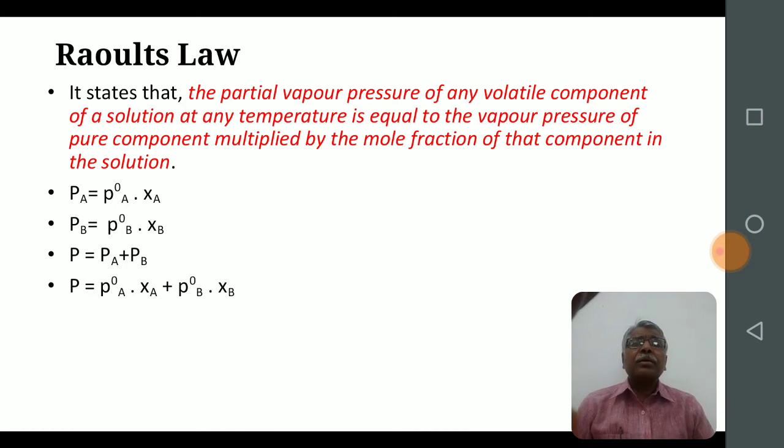It means the equation of Raoult's law can be given as Pa equals P naught A multiplied by XA, Pb equals P naught B multiplied by XB, where Pa and Pb are the partial vapor pressures of the two liquid components, while P naught A and P naught B are the vapor pressures of pure components A and B respectively. XA and XB are the mole fractions of A and B respectively.